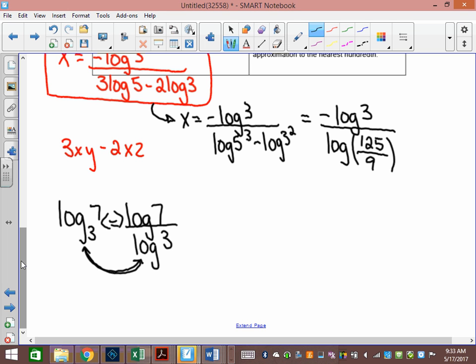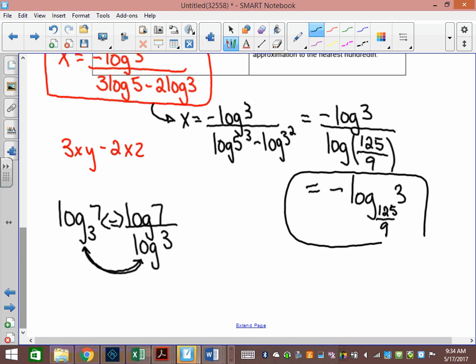I can put that together as negative log, this would be my base, 125 over 9. And then this would be beside it, 3. Because technically I could draw a line through here and put a log to the bottom. So that's how they can put it together as a single log. A lot of the time it's like, where did they make an error? Or sometimes it's an approximation. So once you get to that spot, you can do it.